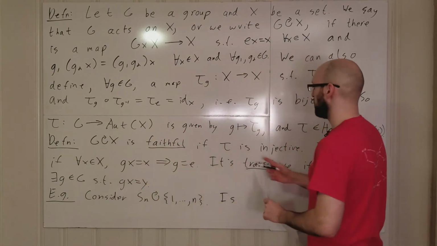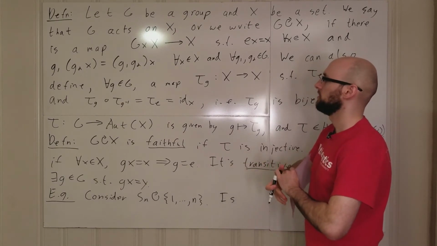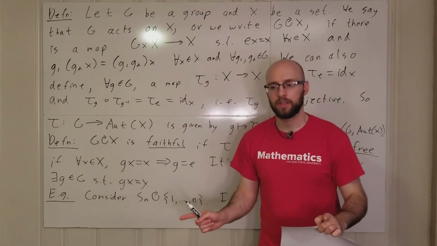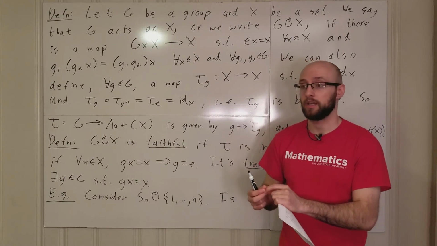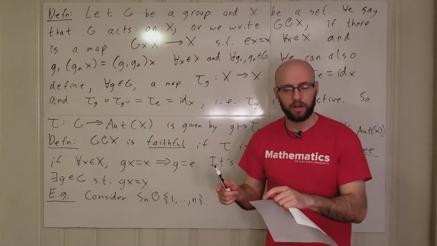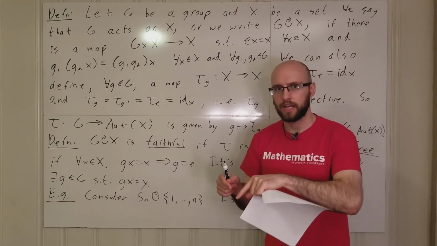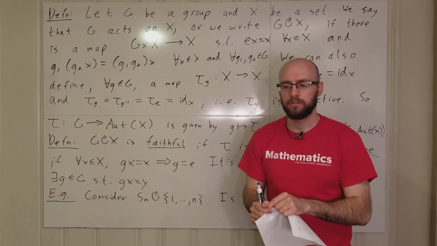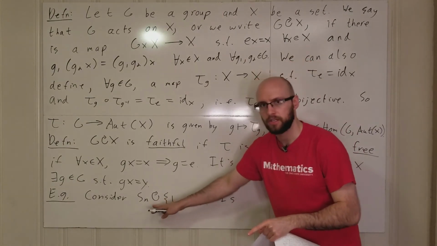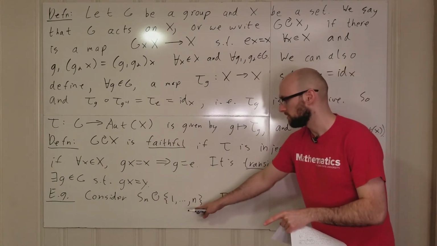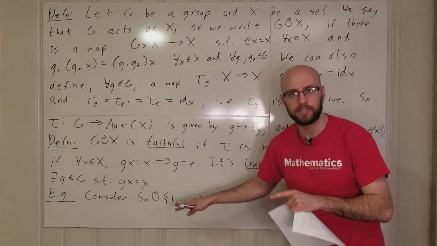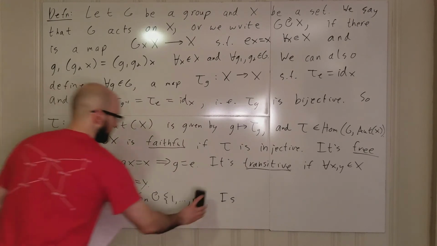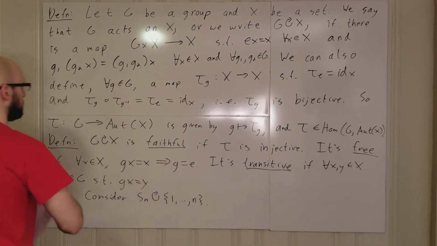Let's see here, is it faithful? Is tau injective? Suppose we take two different elements of Sn. If they're different, then there's going to be some index such that the two permutations will take that index to different new indices. And so if you've got two different permutations, it's not going to do the same thing to every single index. That means that it's faithful.